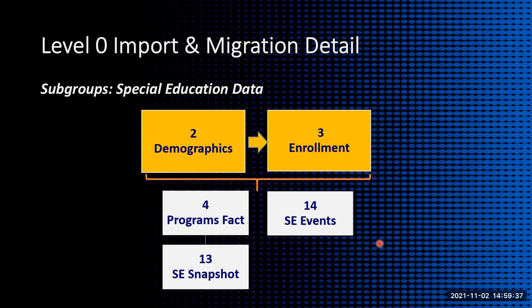The final subgroup is special education data. This will seem like a piece of cake compared to the last one. These domains require demographics and enrollment foundations, and program fact. The reason is that type of disability records are reported in program fact, and only students with disabilities are reported in special education snapshot. There is a dependency on the program fact data to be migrated.